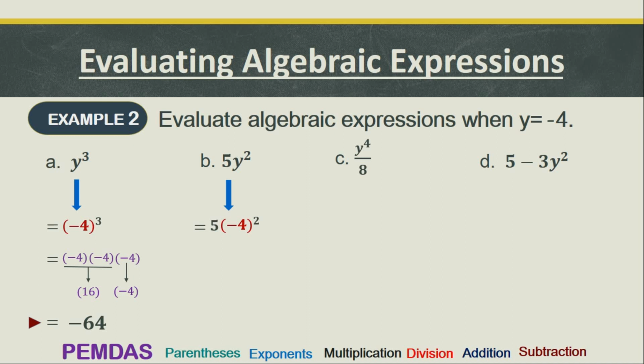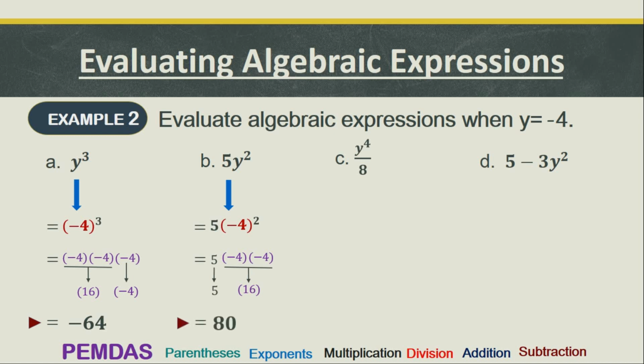Now, it has an exponent too, and as I have mentioned in the first example, when the base is negative and the exponent is an even number, the answer is a positive number. So multiplying negative 4 by itself twice, the answer is positive 16. So what is the next order of operation to perform? It's M, multiplication, right? So we can multiply them since the operation between 5 and 16 is multiplication. So positive 5 times positive 16 equals positive 80.